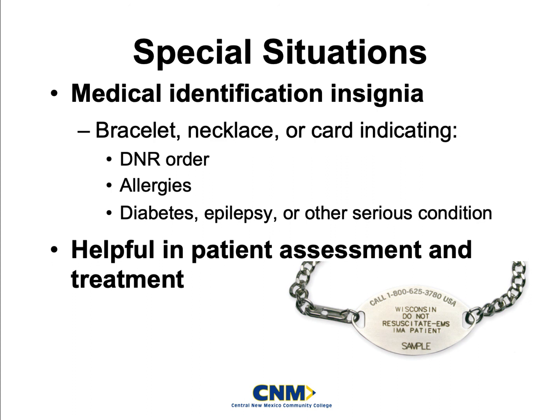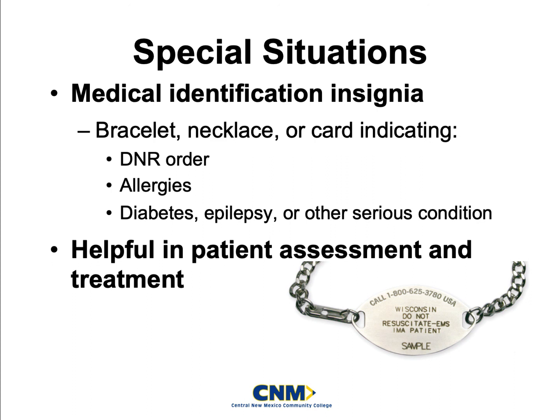You have somebody that's unresponsive. Let's make sure that we're looking for medical bracelets. Let's make sure we're looking for some kind of medical jewelry. It could tell us about a DNR order. It could tell us about allergies in the patient. It can talk about special situations, specifically disease processes where somebody might be unresponsive, such as a diabetic emergency, epilepsy, which is a seizure disorder, or any other kind of serious condition.